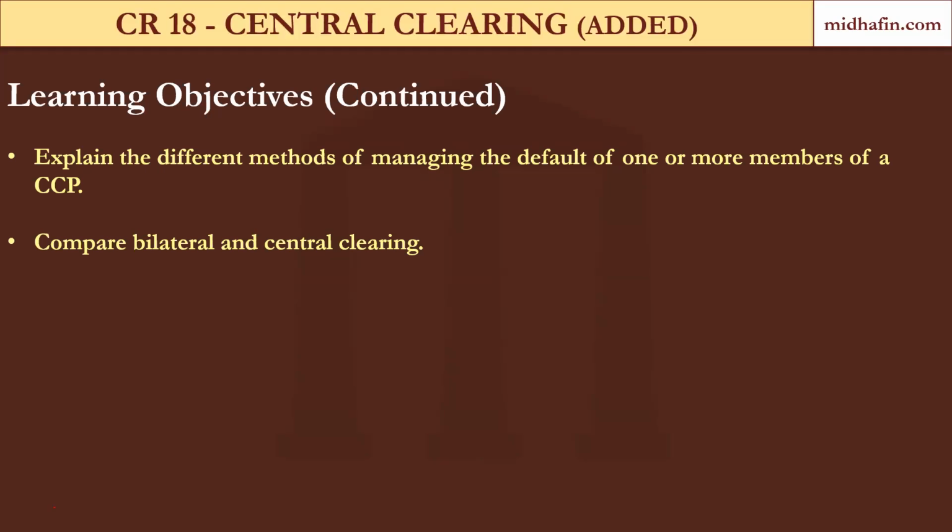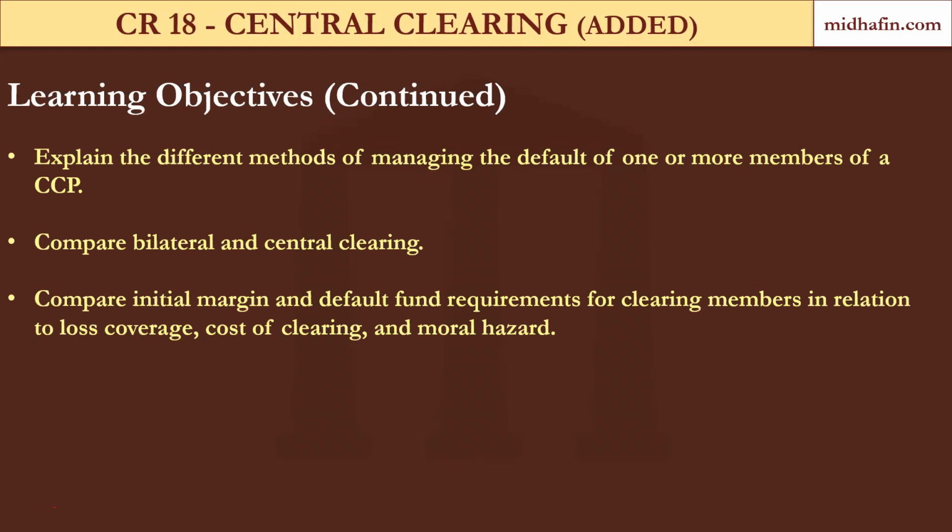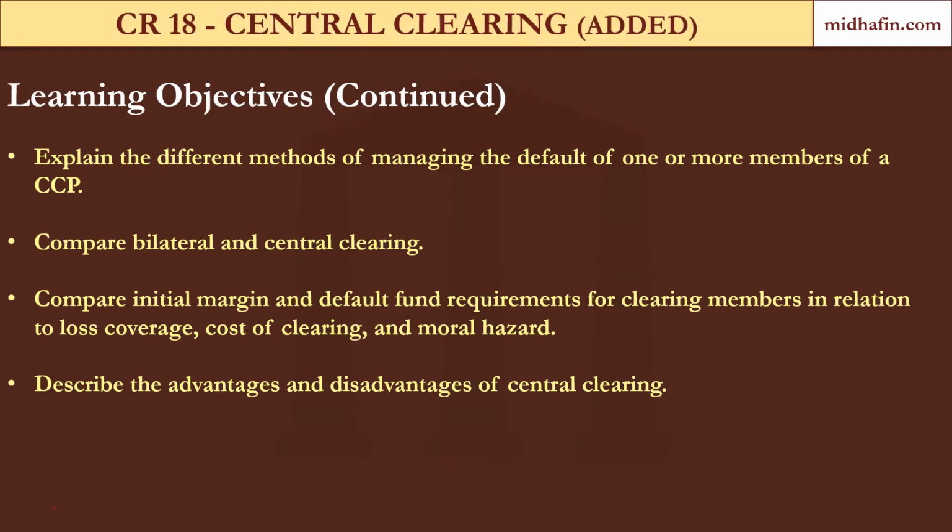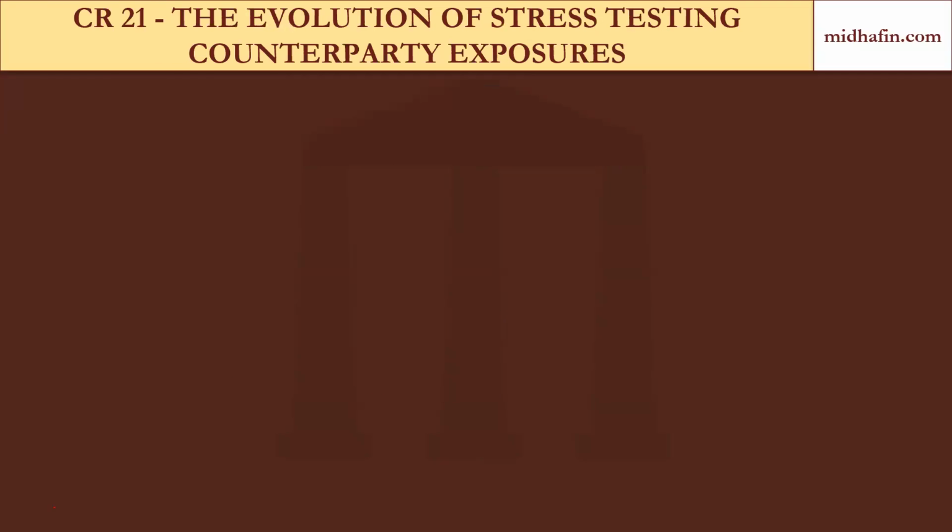Managing default of one or more members of CCP, bilateral central clearing, initial margin. All these margin concepts were also discussed. Cost of clearing was not discussed explicitly. Moral hazard is also there. Advantage, disadvantage already covered in FRM part 1.